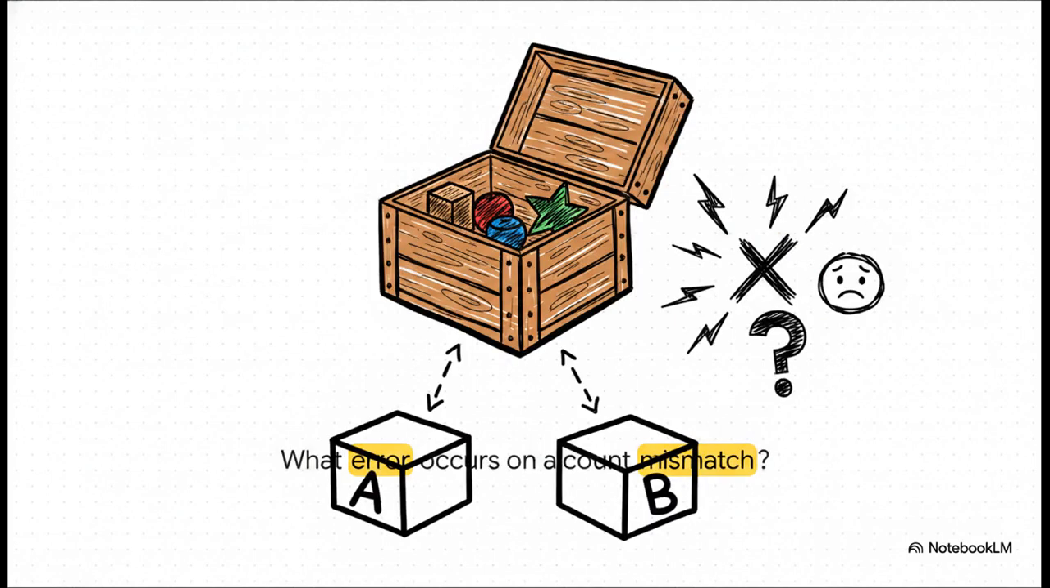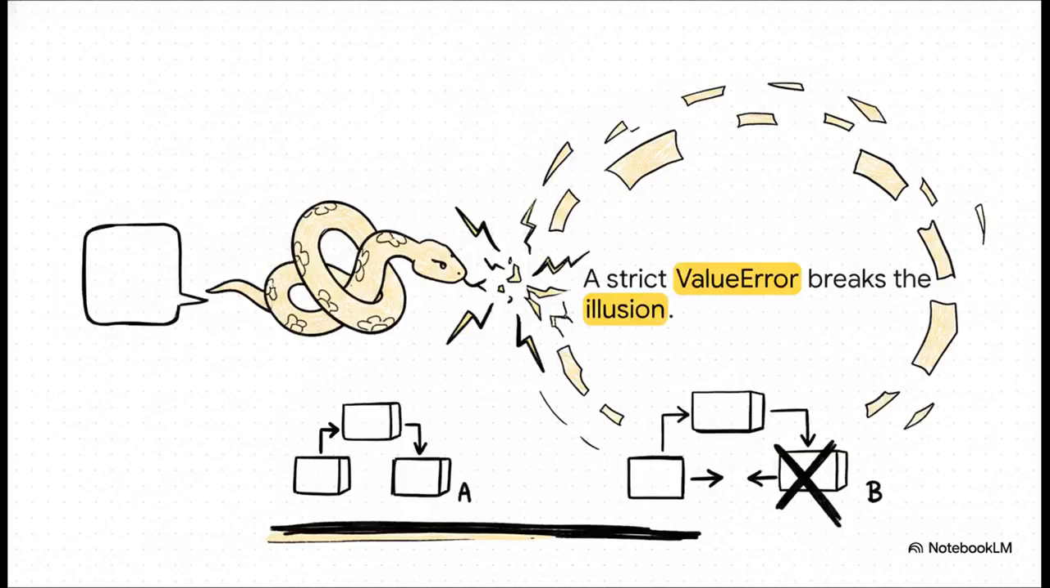And finally, our critical trap. What happens if you try to unpack 3 items into exactly 2 variables, without using a star to catch the rest? The illusion breaks entirely. Python stops right in its tracks and hits you with a strict ValueError. But hey, that strictness is a good thing. It ensures your data goes exactly where you expect it to.